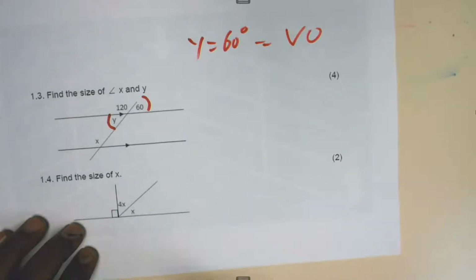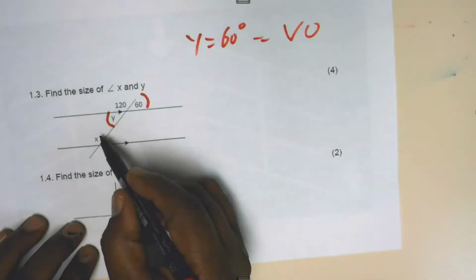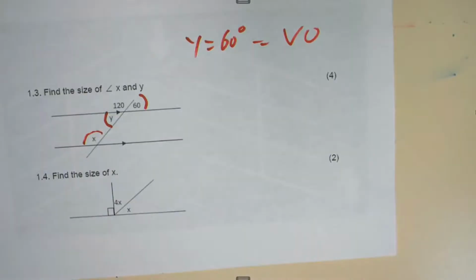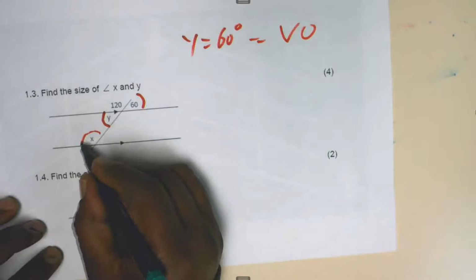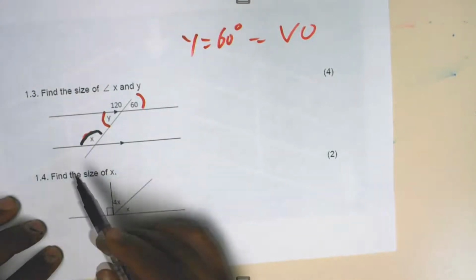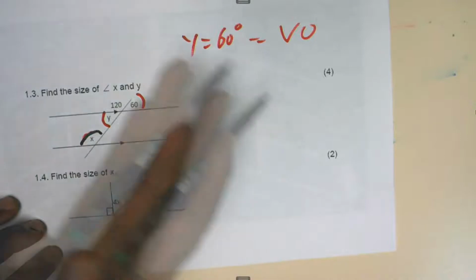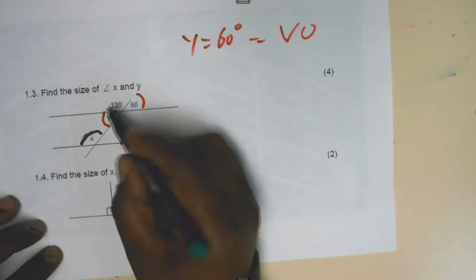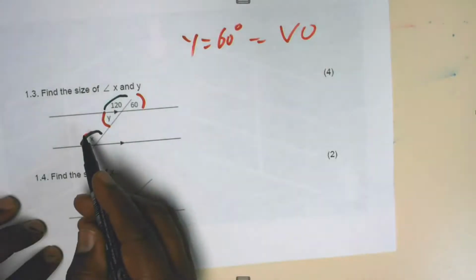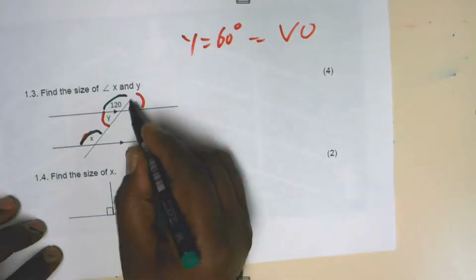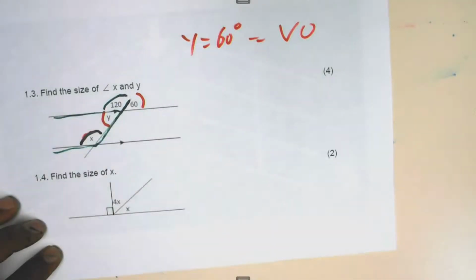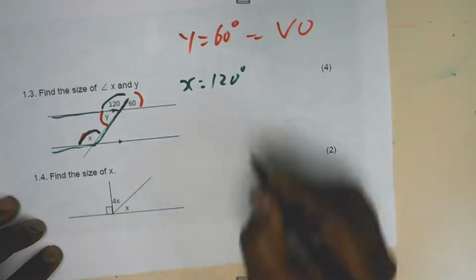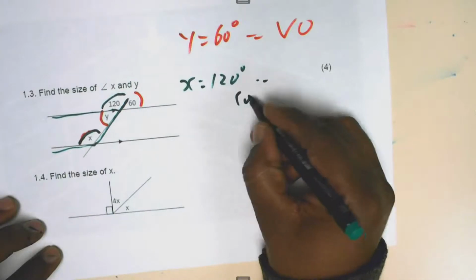Relationship number 2. How is X? Let's look at X. How is X relating to who and how? X is above the parallel line on the left-hand side of the transversal. Which other angle is the same? 120, above the parallel line on the right of the transversal. You are corresponding, your F. Therefore, X equals 120. That's a relationship. But what is the reason? Corresponding angles of parallel lines.